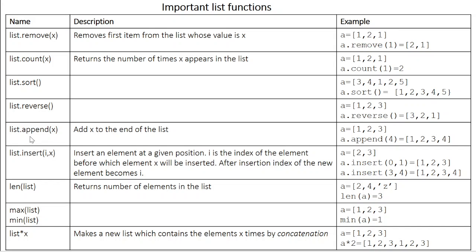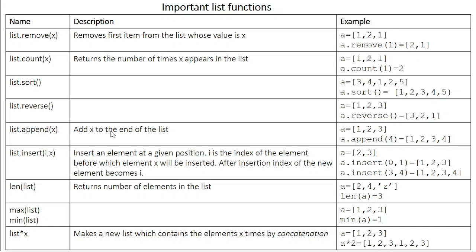Now, another important function is append. list.append(x) basically adds the element x towards the end of the list. So when you have the original list A equal to [1, 2, 3], suppose you want to add an element 4 at the end of the list, you say A.append(4). So your output is going to be 4 added to the end of the list, which is 1, 2, 3, 4. Append always adds an element at the end.